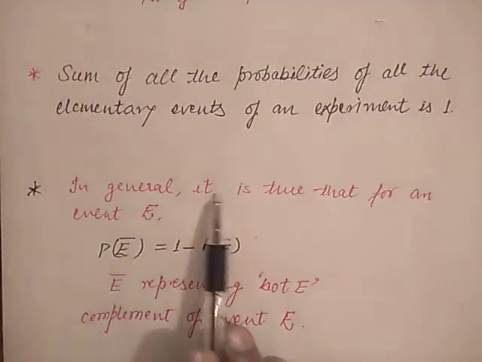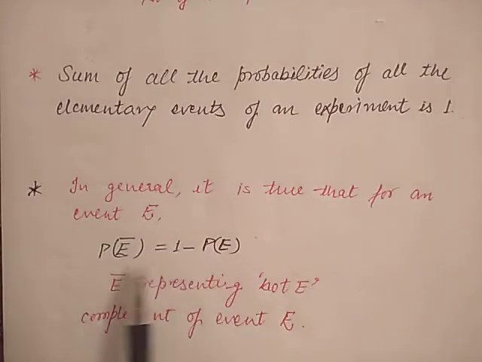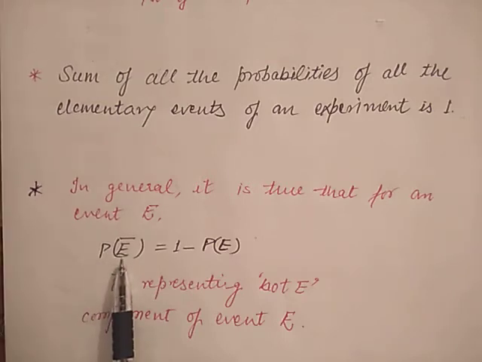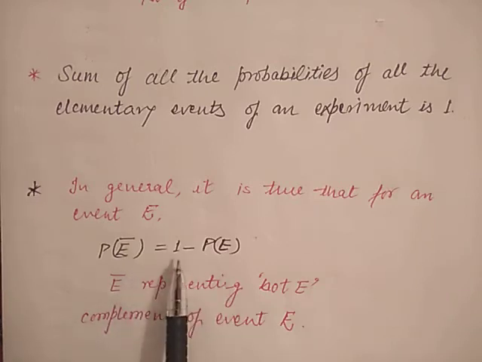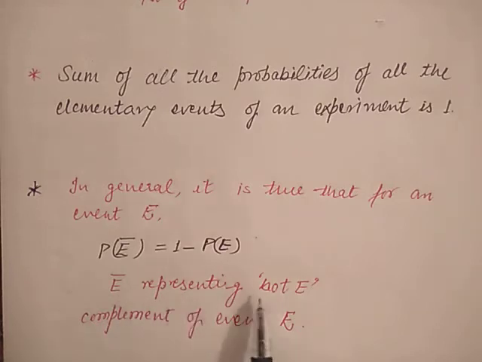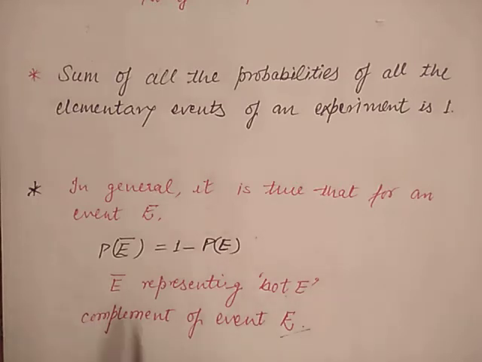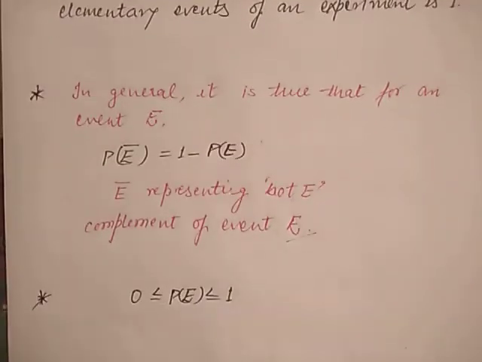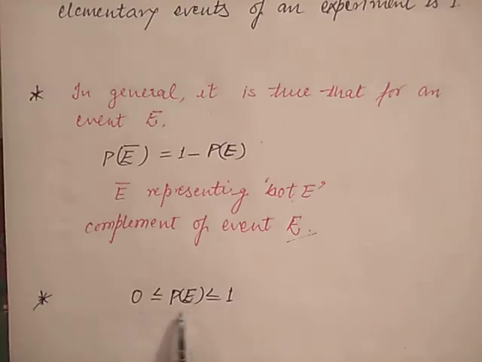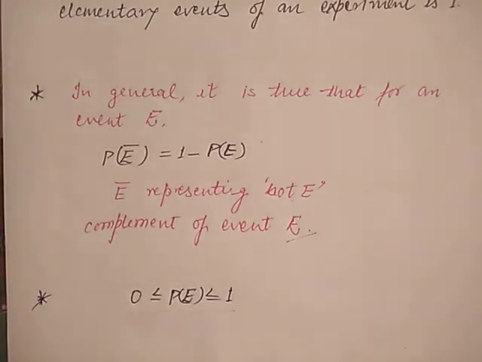In general, it is true that for an event A, the probability of not A, where E bar represents not A, is equal to 1 minus the probability of A. E bar representing not A is known as the complement of event A. The last important thing is that the probability of an event is greater than or equal to 0 and less than or equal to 1. This is the range of probability of an event.